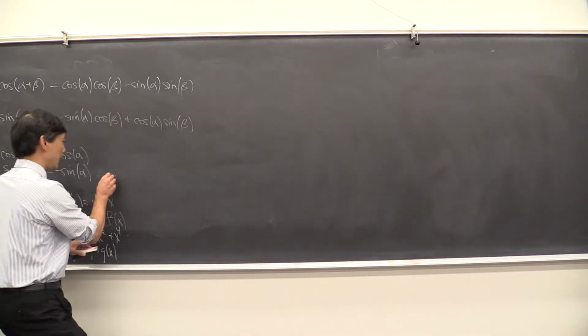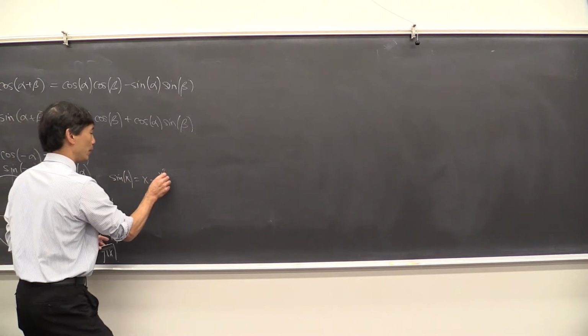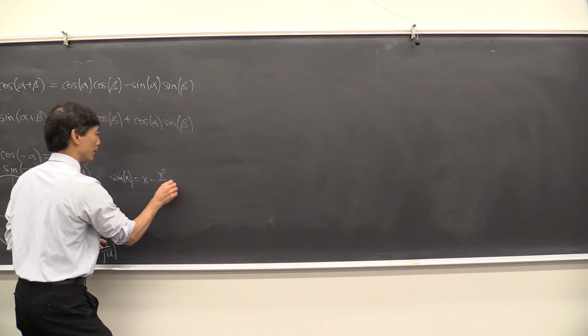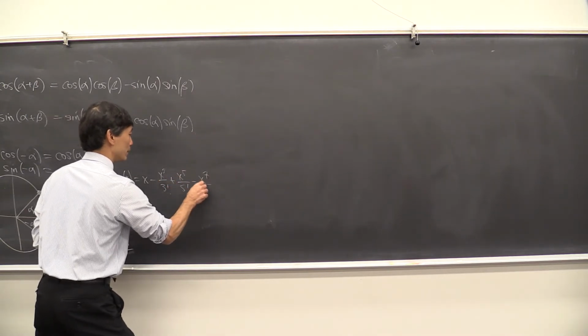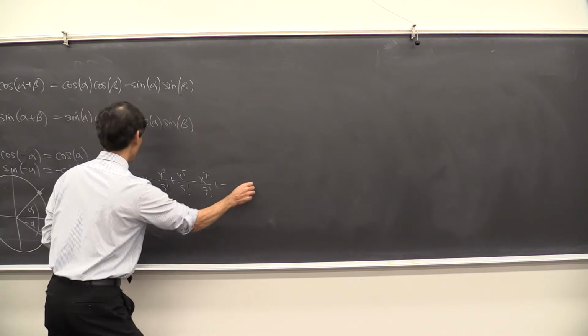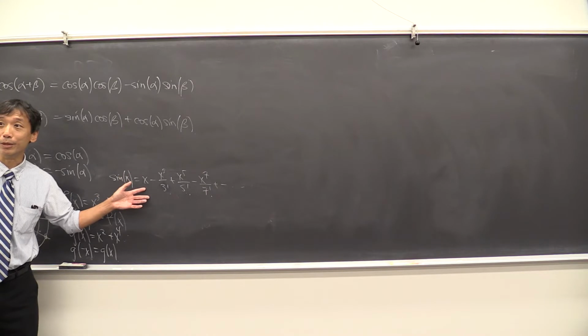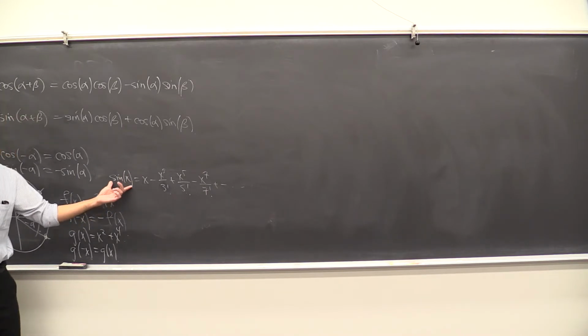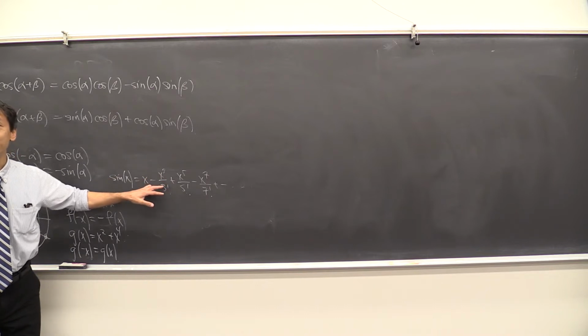So the sine of x actually has this expression: x minus x cubed over 3 factorial plus x to the 5th over 5 factorial minus x to the 7th over 7 factorial, plus and minus forever. So there's actually this sort of infinite polynomial that goes with the sine. And you notice that all the powers are odd.